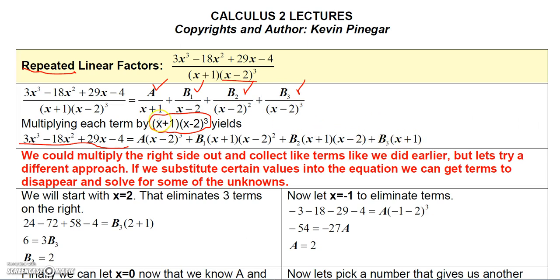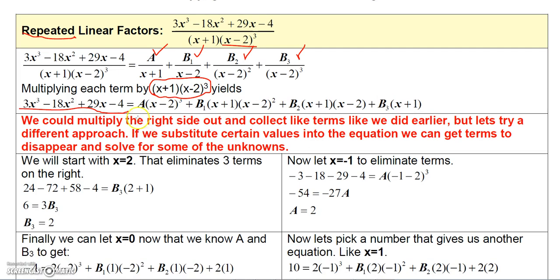Now, we could multiply all of this out like we did last time, but the problem is I have x minus 2 quantity cubed. That's going to be a mess to multiply. x plus 1 times x minus 2 quantity squared, that's going to be a mess to multiply. Now this wouldn't be too bad, this FOIL here, and then I could distribute here. But actually, there's a better way.